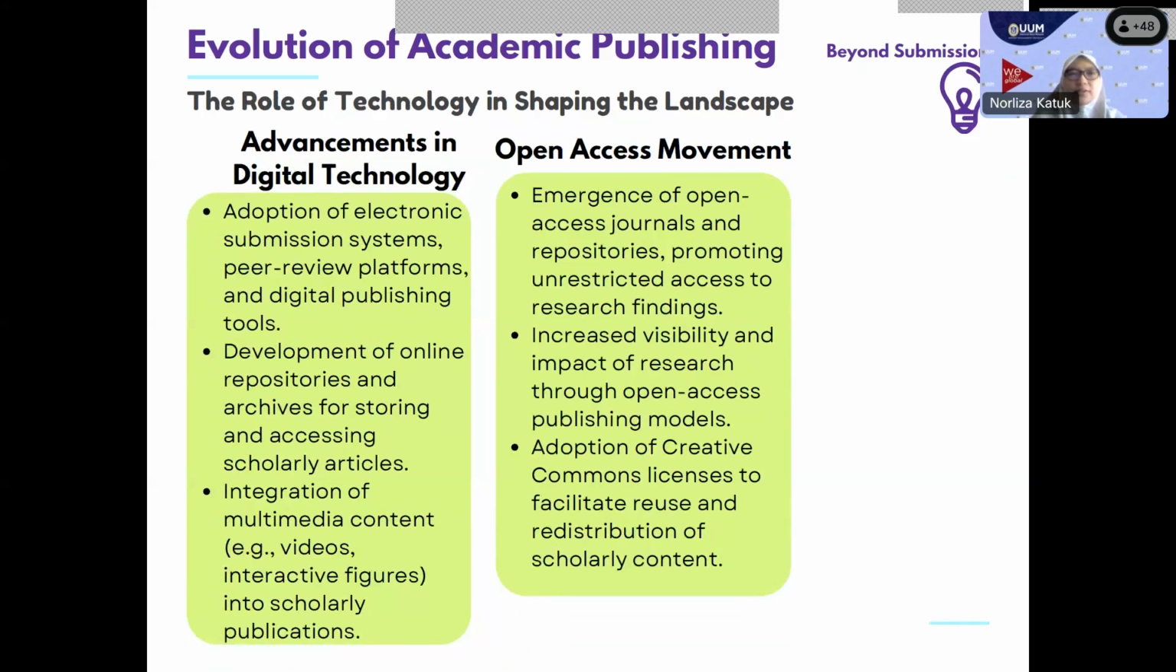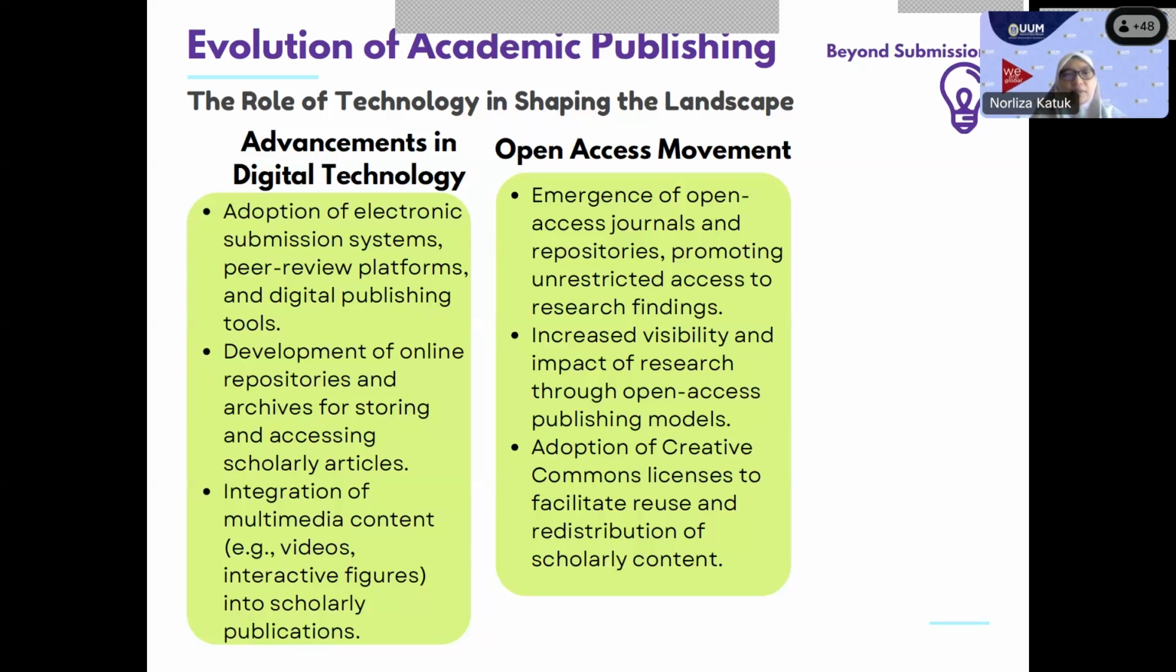So based on this, we also look at the evolution in academic publishing, and what the roles of technology are. One is advances in digital technology: adoption of electronic submission systems, peer review platforms, and even now pre-publishing platforms where we can put our papers, allow people to peer review, provide ideas, enhance, and submit the paper to other journals. But JICT does not allow that kind of preprints.